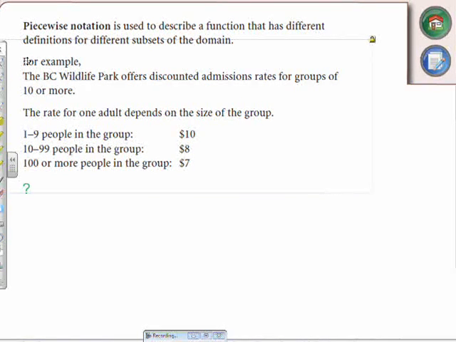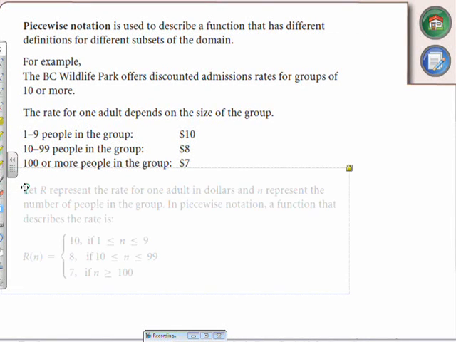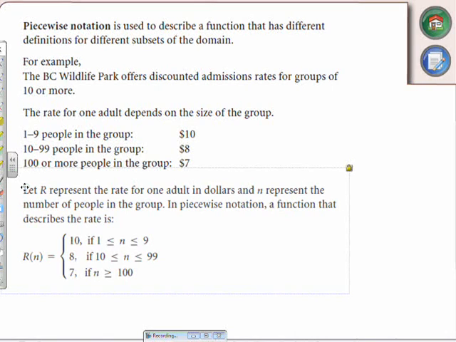for example, this isn't in your book. I can go through the example. The BC Wildlife Park offers discounted admission rates for groups of 10 or more. The rate for one adult depends on the size of the group. Okay, 1 to 9, 10. Let R represent the rate for one adult in dollars and N the number of people.